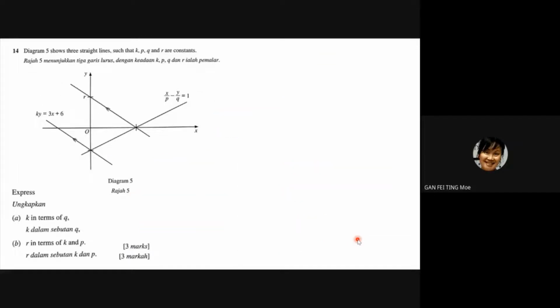Okay, then we continue with question number 14. Question number 14. Diagram 5 shows 3 straight lines, such that P, K, P, Q, R. Where's my K? K, P, where's my P? Q and R. See, highlight. K, P, Q, and R.